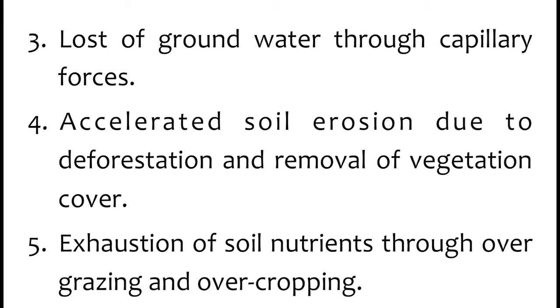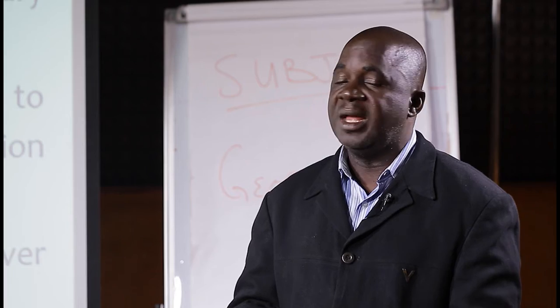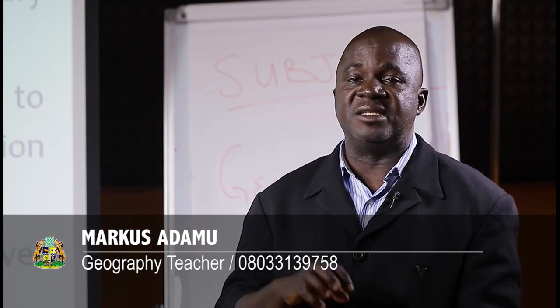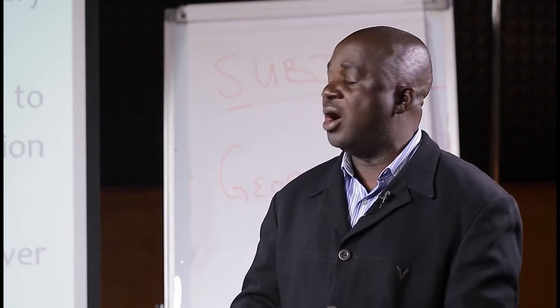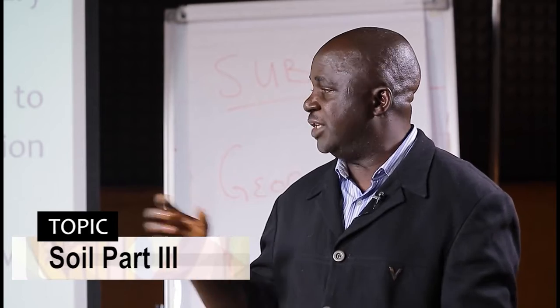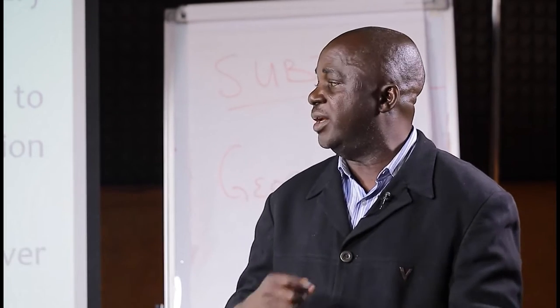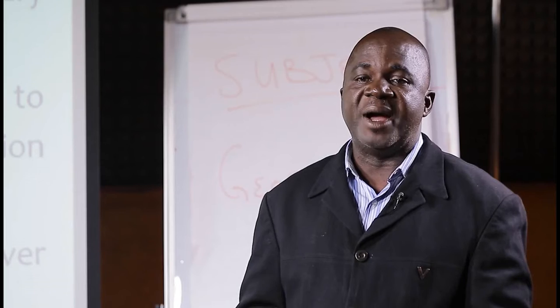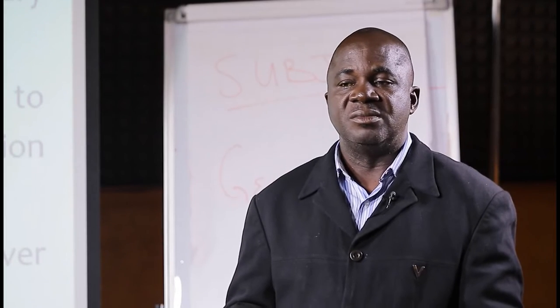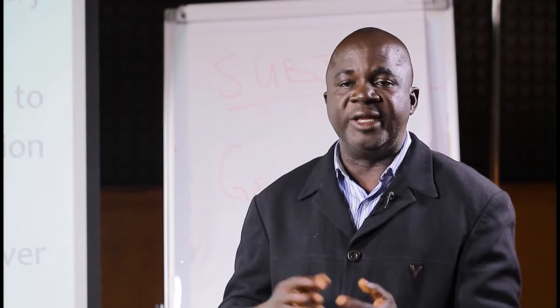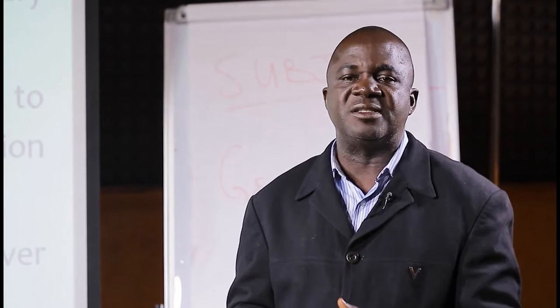Number 4, accelerated soil erosion due to deforestation and the removal of vegetation. At any point in time there is deforestation or the removal of vegetation, it speeds the rate of soil erosion, thereby making the soil not give the adequate use it's supposed to.